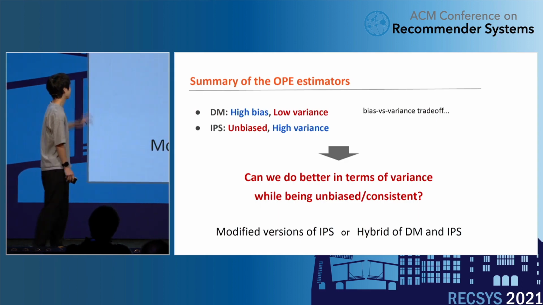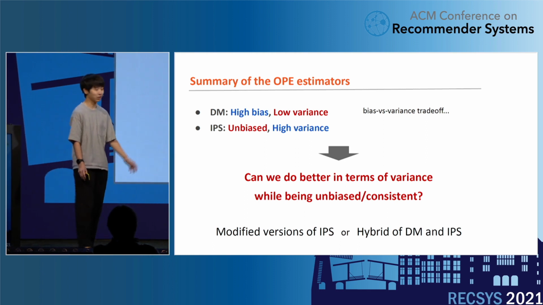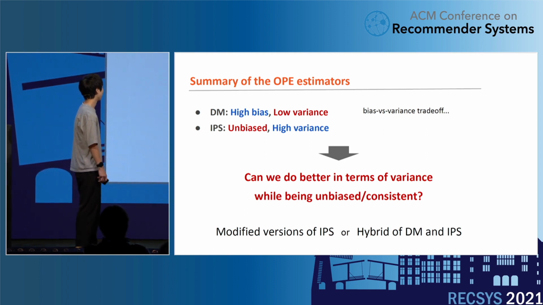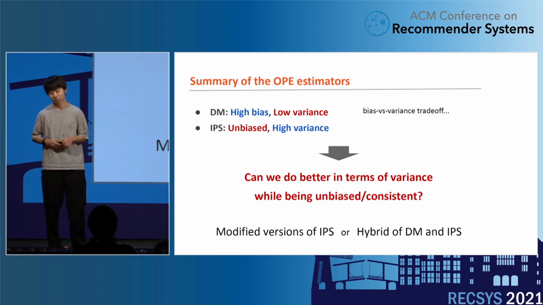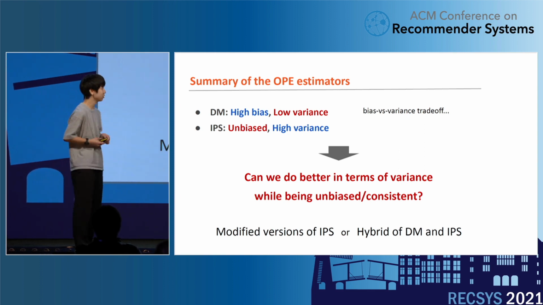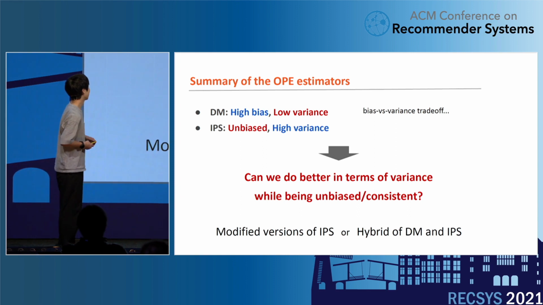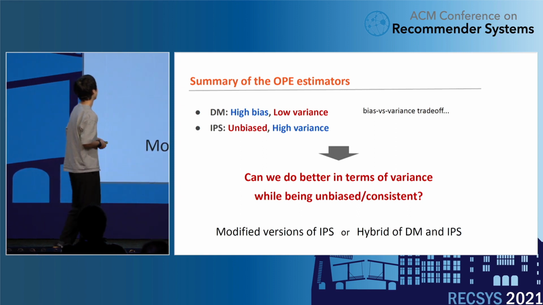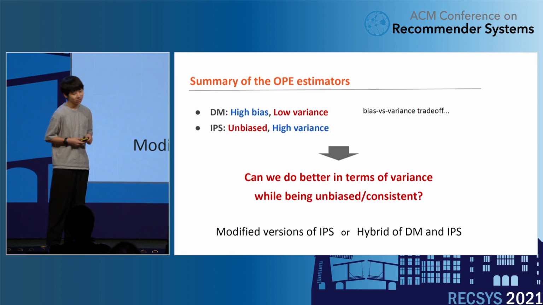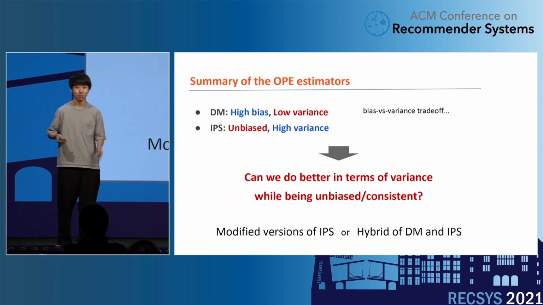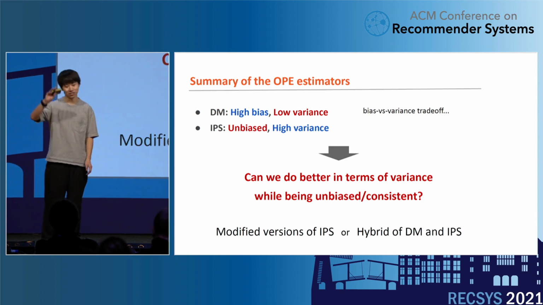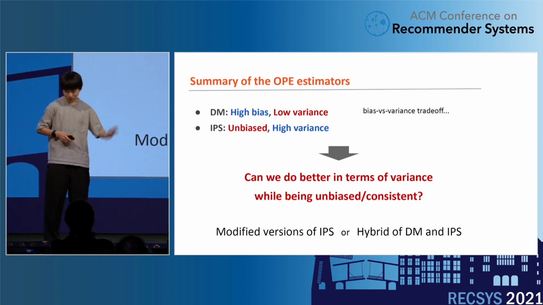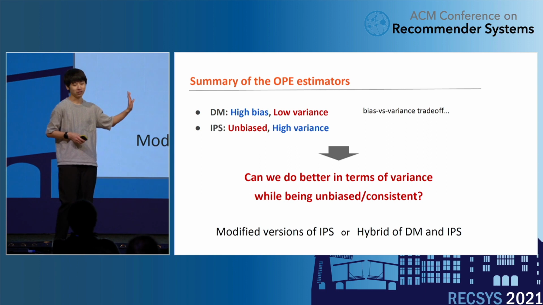There are two extreme estimators, direct method and IPS. Direct method uses a reward predictor, so it has high bias depending on the quality of the reward predictor, of course. But the good point is that it has low variance. The other extreme is IPS. It has zero bias, it is unbiased. But the downside is that it has high variance in some cases. So there's a notorious bias-variance trade-off there.